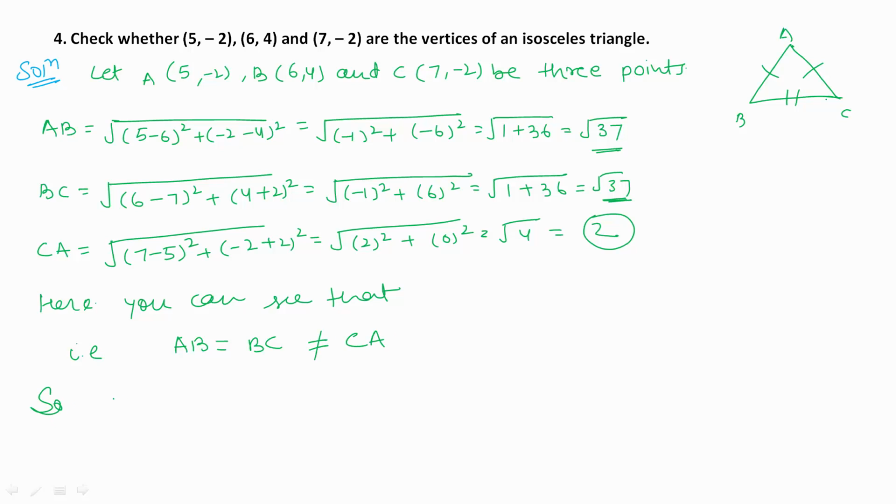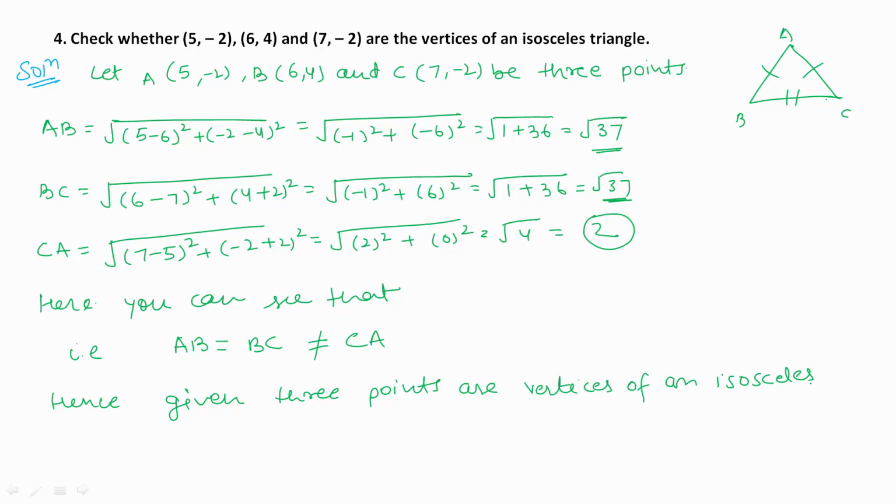So, and hence the given 3 points are the vertices of an isosceles triangle.